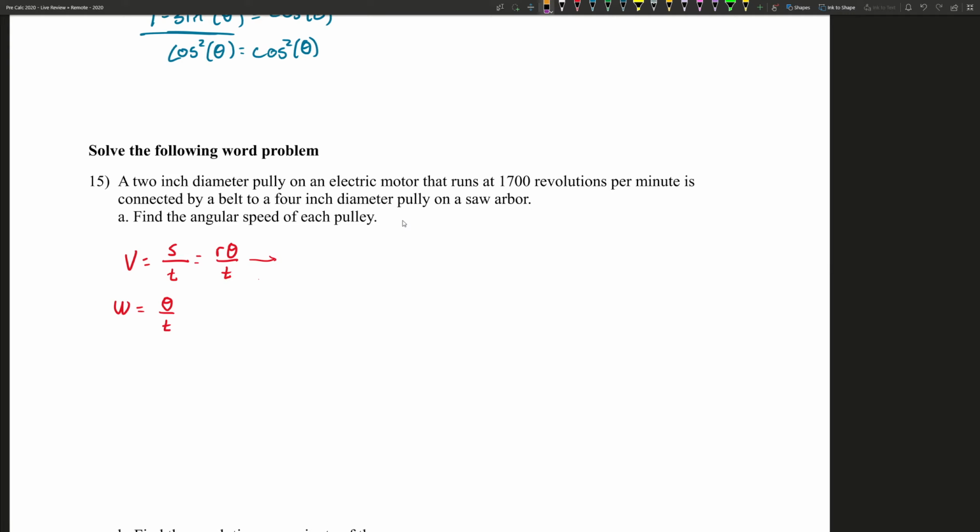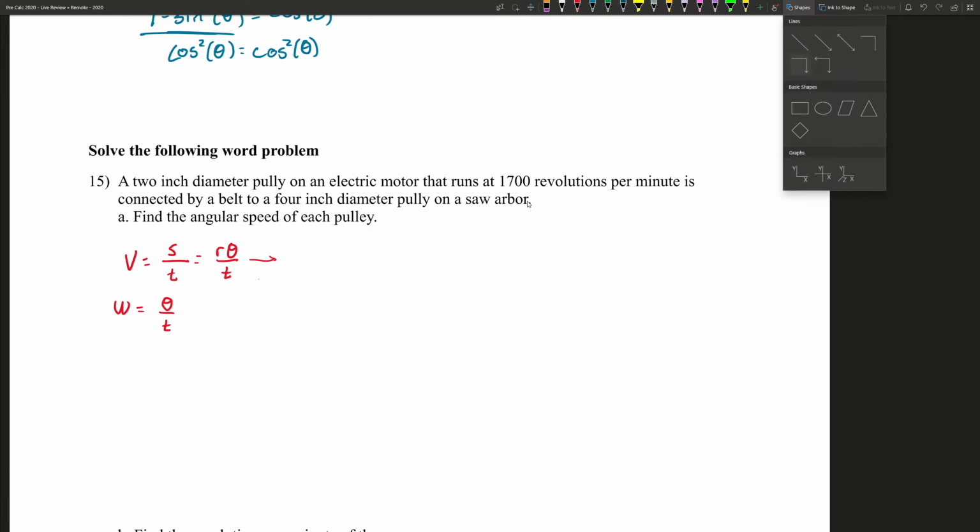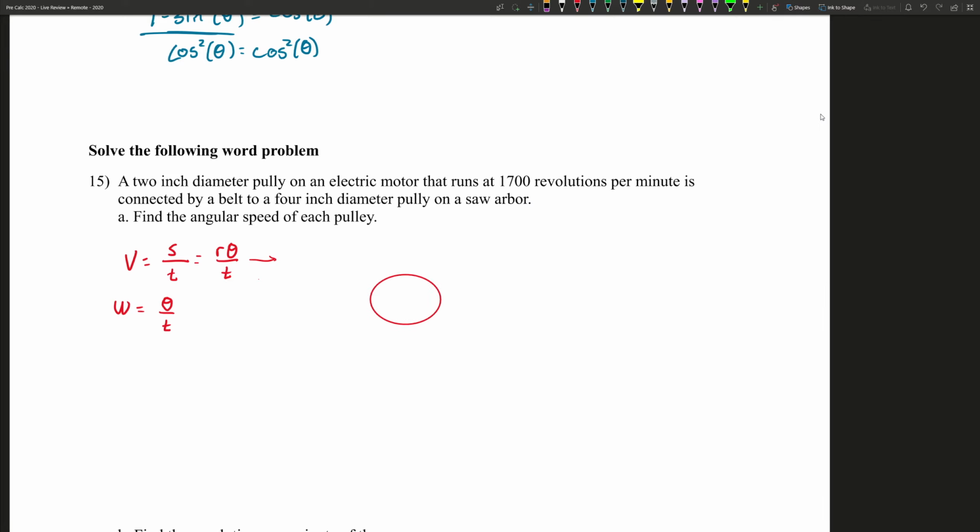All right, so a 2-inch diameter pulley on an electric motor that runs at 1,700 revolutions per minute is connected by a belt to a 4-inch diameter pulley on a saw arbor. Find the angular speed of each pulley. Right, so we have a 2-inch diameter pulley connected to a 4-inch diameter pulley.